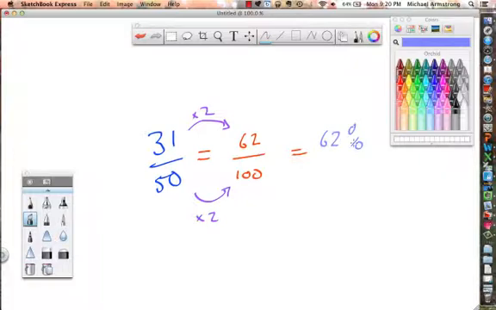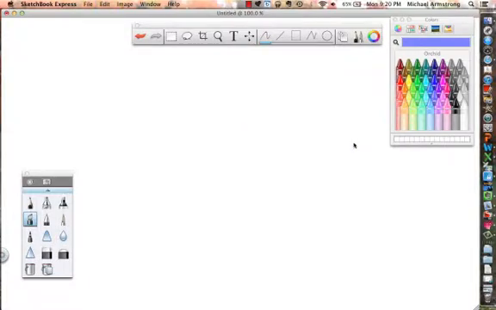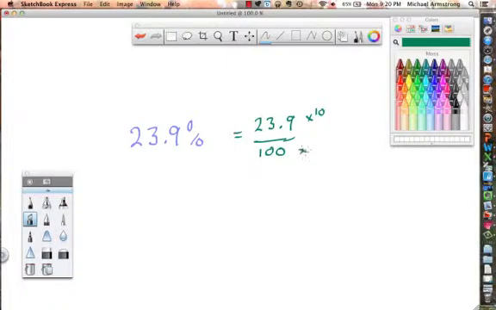I can see this. The hardest ones are going to be those ones that go up to 1,000 or something like that. So you're writing percents as fractions in simplest form. For instance, here's a hard one, 23.9%. How do I write that as a fraction? Well, we have to do what I just showed you, but we're going to do it in reverse. This means 23.9 over 100. And since I don't like this pesky decimal, I'm going to multiply by 10.